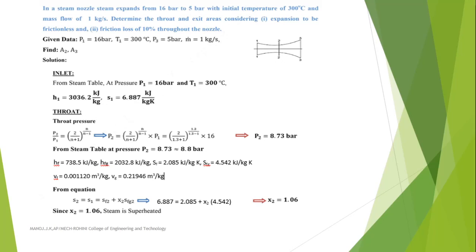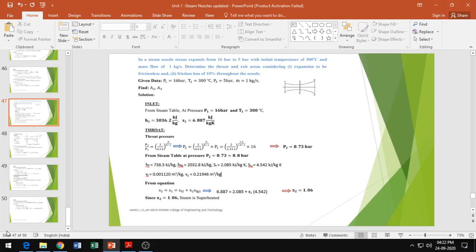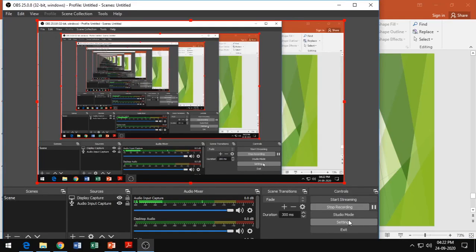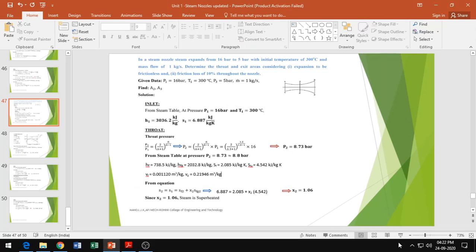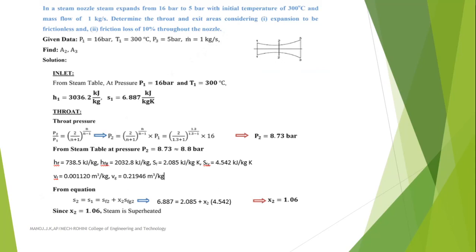Then the throat region. If the throat region pressure has not been given, then for the throat region we need to know the quality of steam. What is the quality of steam at the throat?